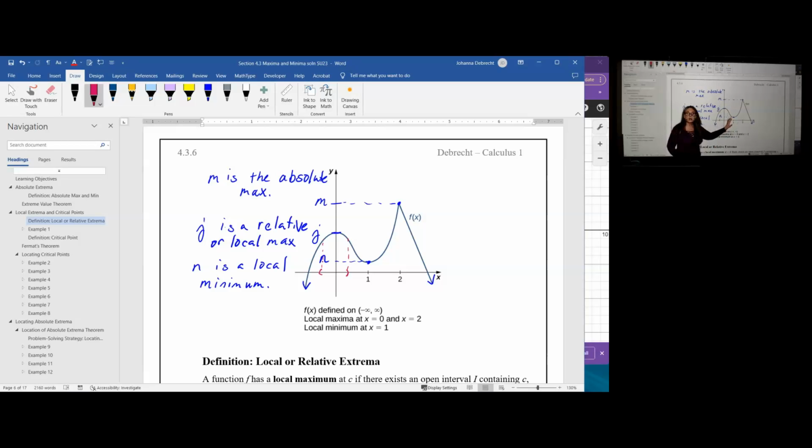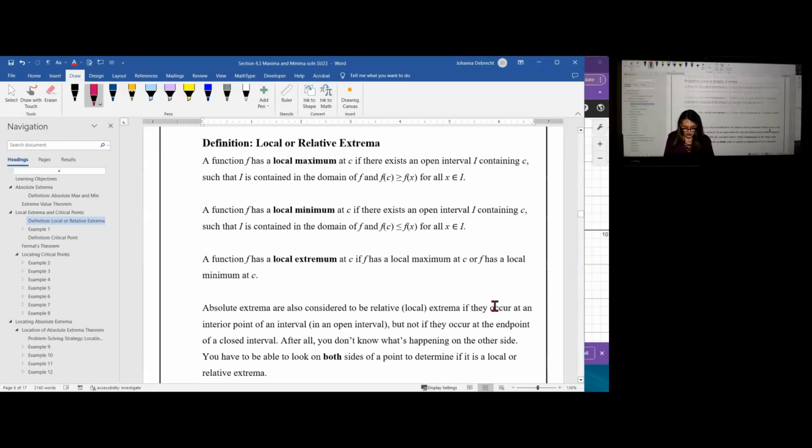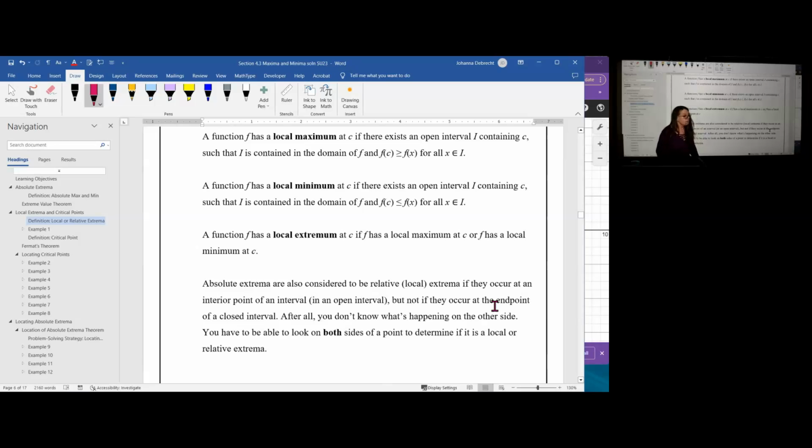We can do the same for the relative minimum. The definition of a relative or local minimum at c is if there's an open interval I containing c, it has to be on the left and the right, such that I is contained in the domain of f, the function has to be defined there, and f of c is less than or equal to f of x for all the x in I. We just say it has a local extremum if it's either a local max or a local min.